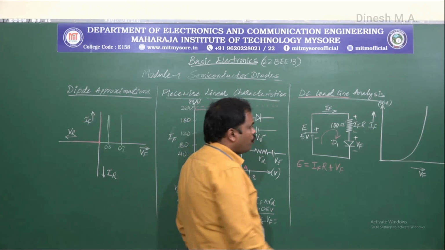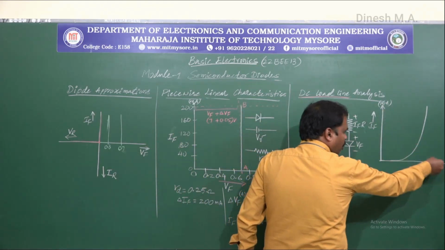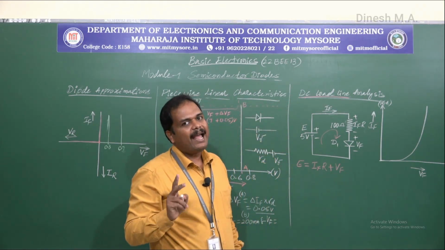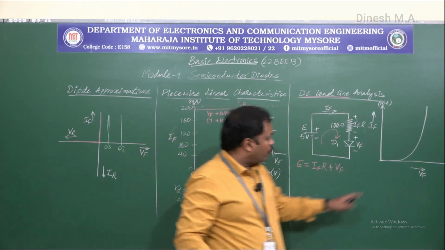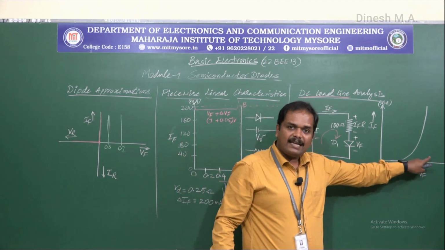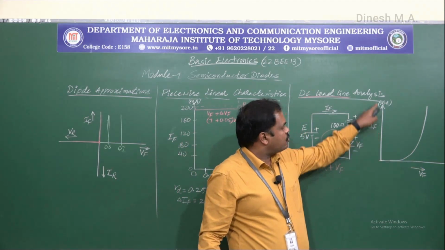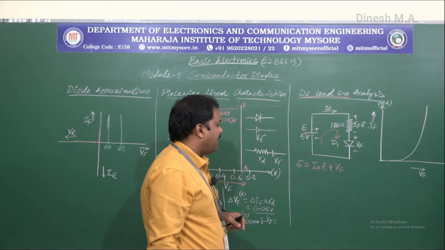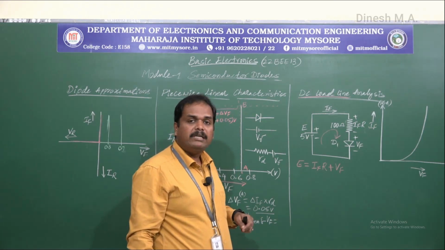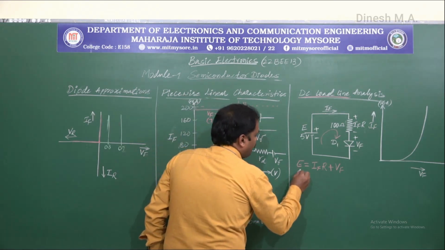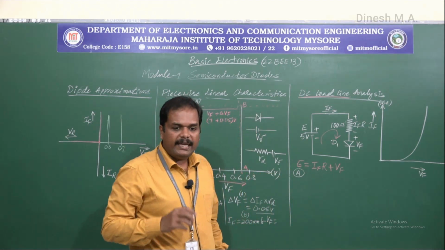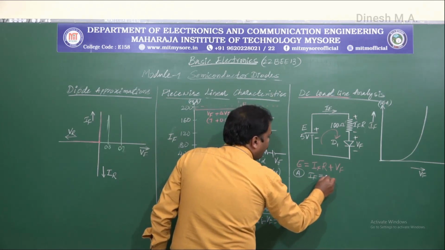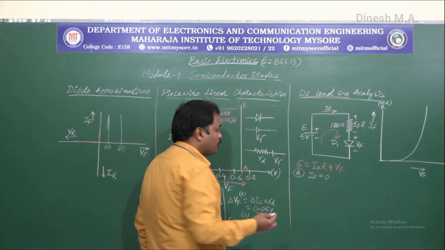So now in order to draw a straight line across this, we need two coordinates. Let us consider these coordinates as A and B, whereas the coordinate A is on the x-axis and the coordinate B is on the y-axis. Okay, so now in order to find the point A, we'll make IF equal to 0.